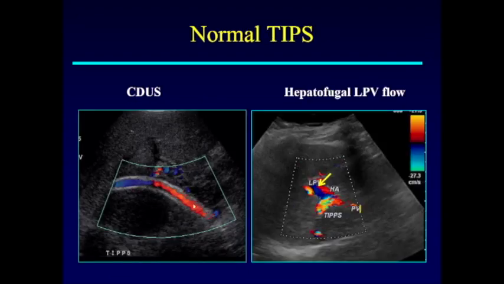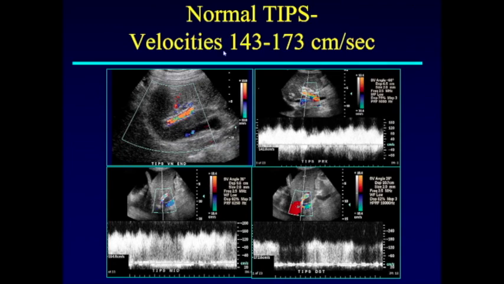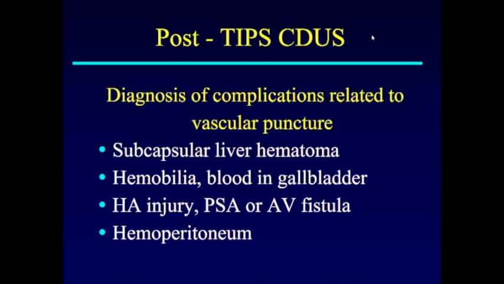So here you can see normal flow in the TIPS, and if you look at the left portal vein here, it is coming down towards the TIPS shunt in a hepatofugal flow fashion. That is normal. The velocities in this patient were between proximal, mid, and distal, anywhere from 143 to 173, so that is normal. This is a nice normal shunt. What are some of the complications we as ultrasonographers are asked to evaluate after TIPS shunt placement? Well, there are complications related to the vascular puncture, and then there are complications related to the TIPS itself.